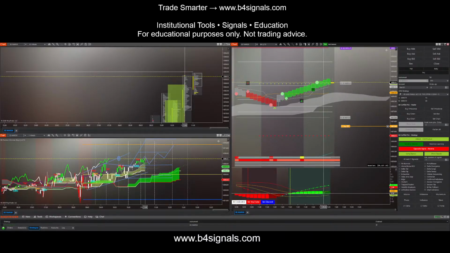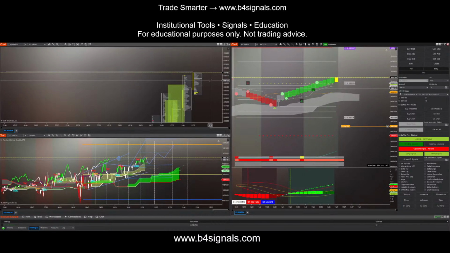Alright, down here on the lower B4, the aggressive buying has stopped. Equity curve. Momentum is falling a little bit. We're at a potential target.